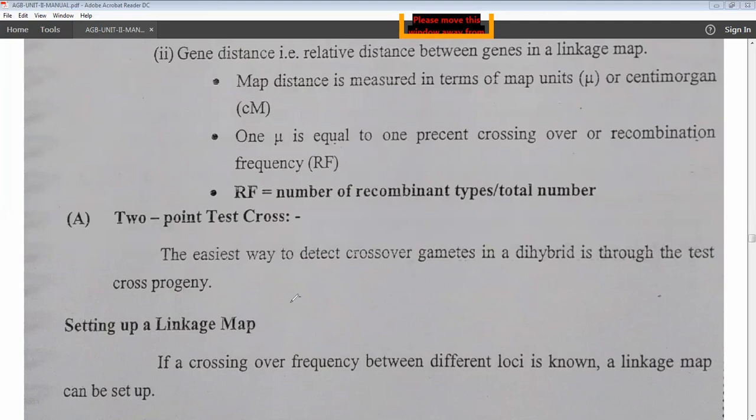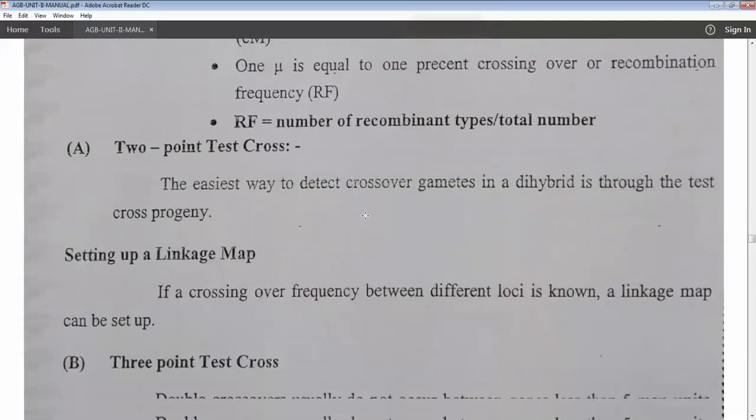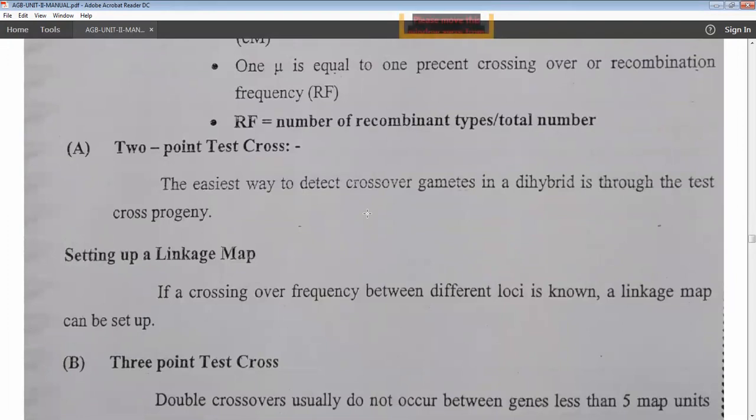If we are getting only parental forms, then there are chances that it is complete linkage. So from that we can see which kind of linkage is there. If linkage is there, then what is the recombination percentage? This is all in the 2-point test process.